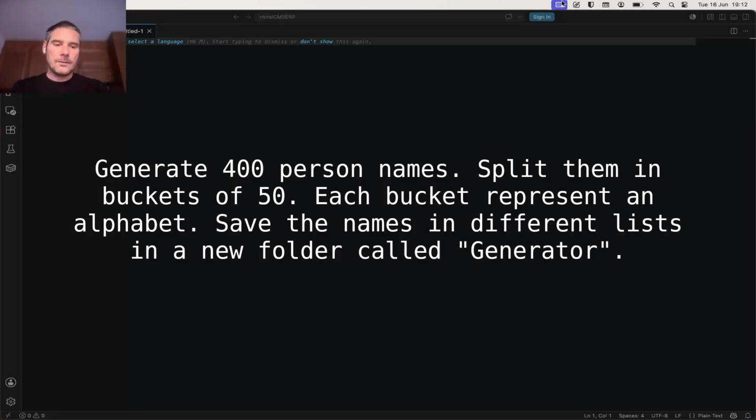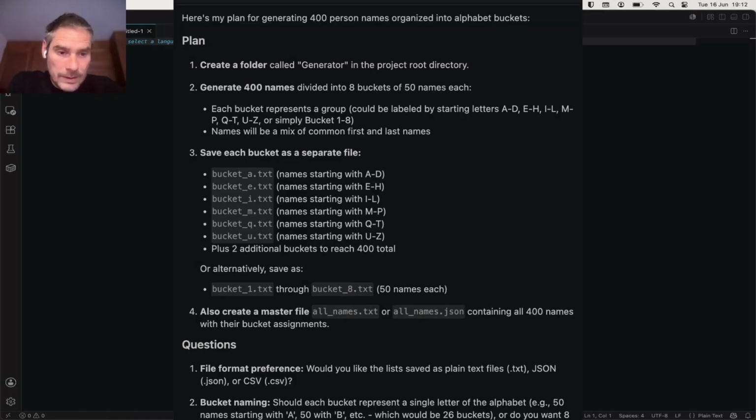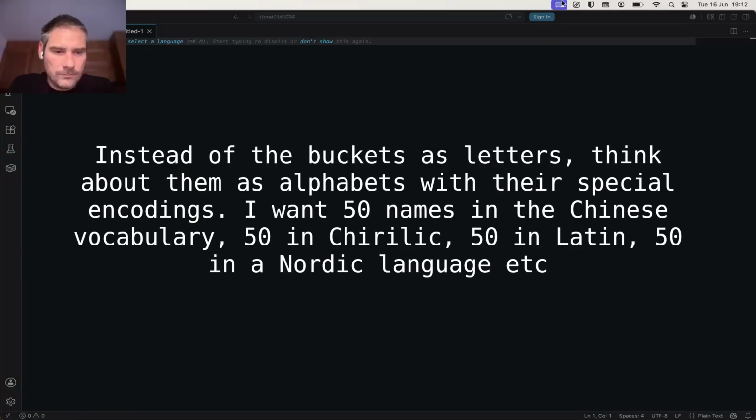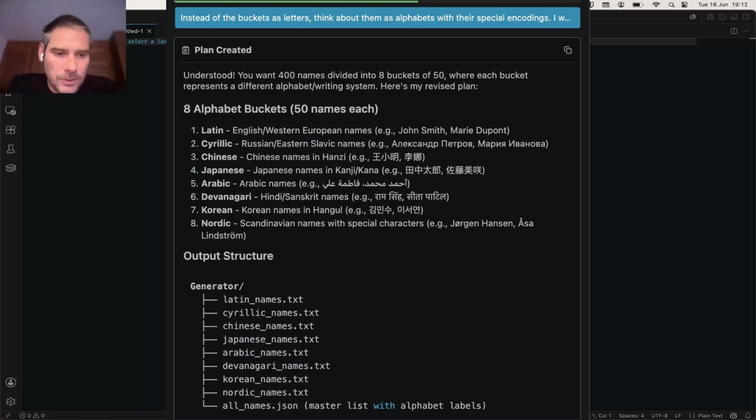And then we want to save this list in a new folder called generator, because there we will keep all the scripts related to data generation. I will use the plan functionality first because I'm curious if the LLM has any questions towards me. My prompt was not clear enough, as we can see. It thinks about these buckets as letters. This is not what we want. This is what we want.